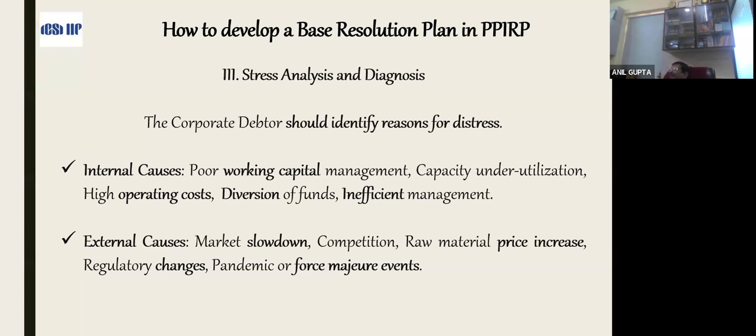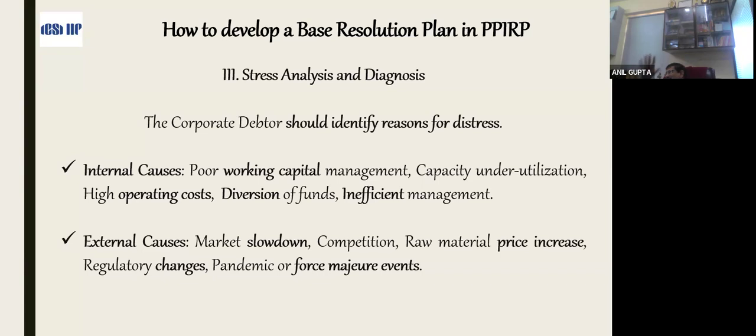Whether it is internal causes or external causes. What are the internal causes? Poor working capital. If the company does not have the required working capital, then automatically it goes into a liquidity problem. Then the company will borrow at a higher rate of interest. Not only that, capacity underutilization. Why is the company not manufacturing at full capacity? If the company is supposed to manufacture 10,000 units per day, and at present only 2,000, that means only 20% of the capacity, then it is very difficult to recover the fixed cost of the company.